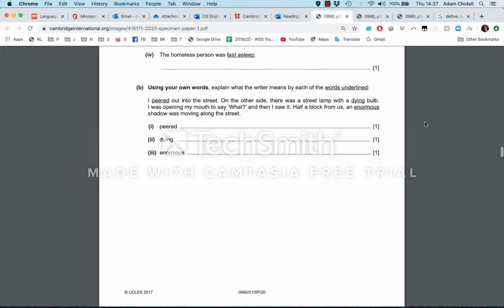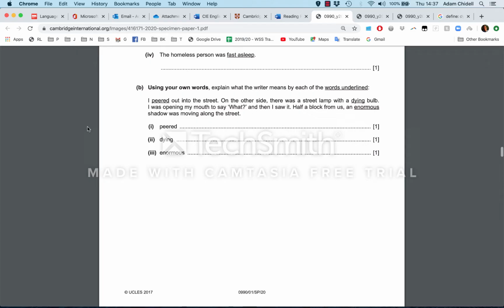Okay, moving on to 2B, and this is an interesting inversion of 2A, because this time you are finding synonyms for words that are used in the text, and helpfully they give you the little chunk of text that they want you to look at. So let's have a look. Using your own words, explain what the writer means by each of the words underlined.